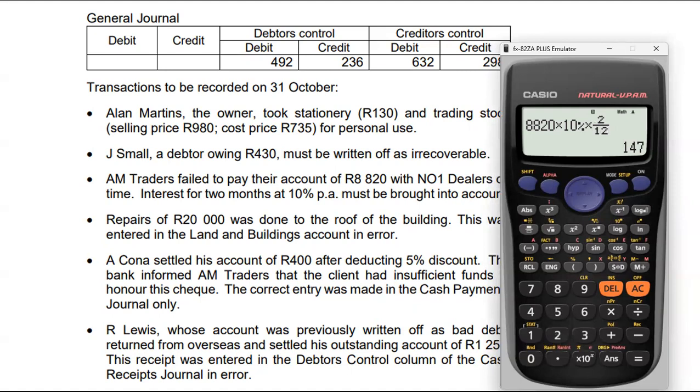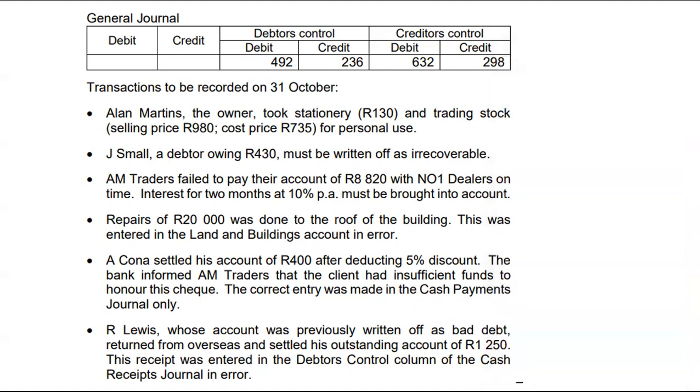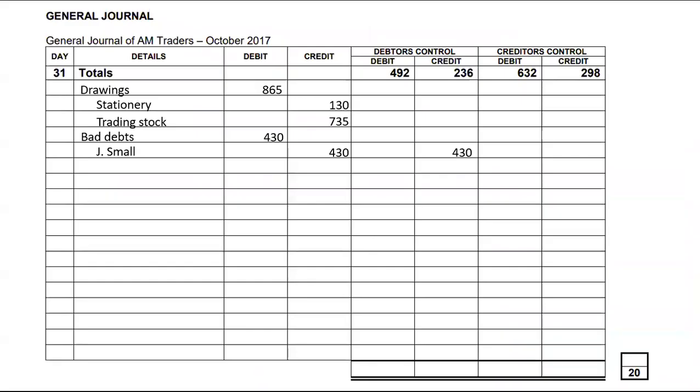We will debit interest expense and credit the name of the creditor. And that is because we are going to owe Number One Dealers more because they charged us interest. So you will debit interest expense and then credit Number One Dealers. And because Number One Dealers is a creditor, the reason why I'm crediting it is because creditors are liabilities. Liabilities increase on the credit side. It'll also increase creditors control on the credit side.